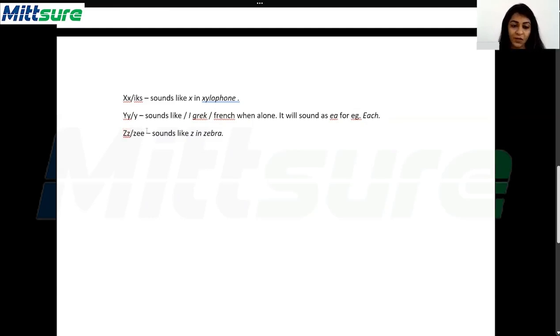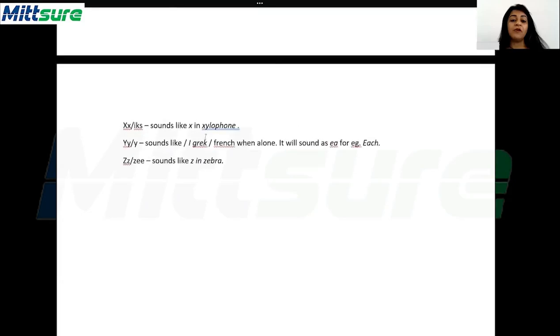There's a mistake over here by me. It should be Z-E-D. So Z will be called as Z only, just like English. A bonus letter for you again. It will have the same sound as in English, just like Z in zebra. So these were the alphabets.